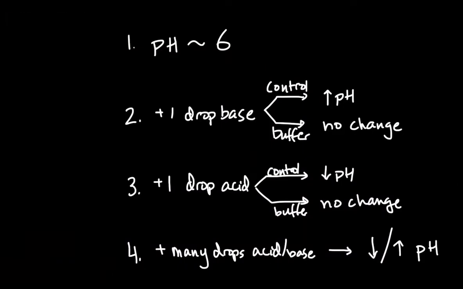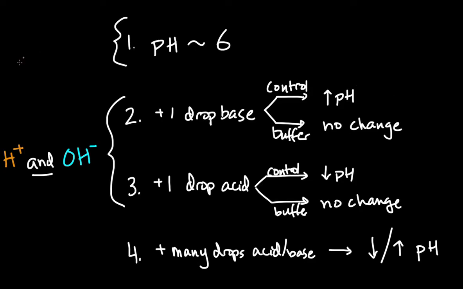Let's review the observations. Observations 2 and 3, taken together, suggest that there are both acidic and basic species present in our solution, since additional acid or base must be neutralized to keep the pH relatively stable. Given observation 1, we can also hypothesize that there would be more acid than base, since the pH of the solution is slightly acidic.